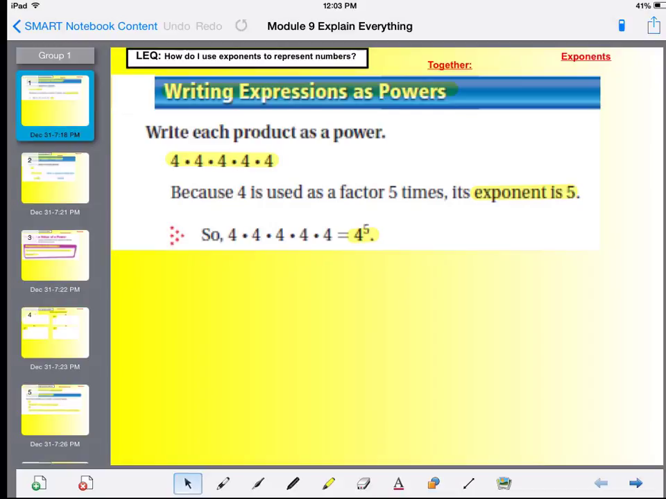In this slide, we talk about exponents, and they're asking us to write each product as a power. So if we have 4 times 4 times 4 times 4 times 4, the base is 4, and that means that's the number that we're going to multiply 5 times. And so the exponent here is 5.